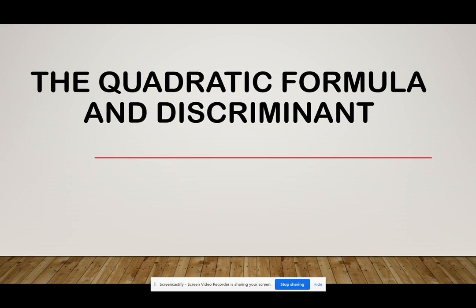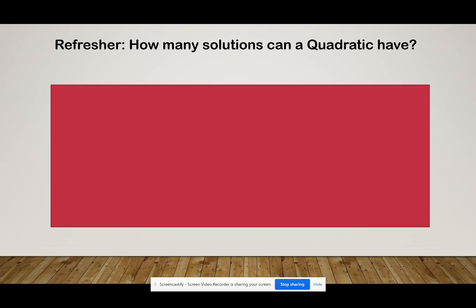Today's lesson is the quadratic formula and the discriminant. This is lesson 9.6 in your textbook. Okay, so first I want to do a refresher.